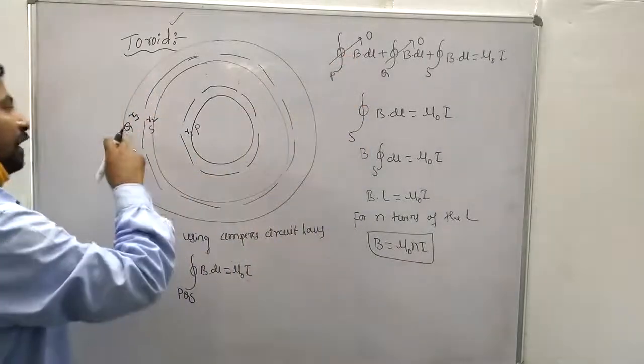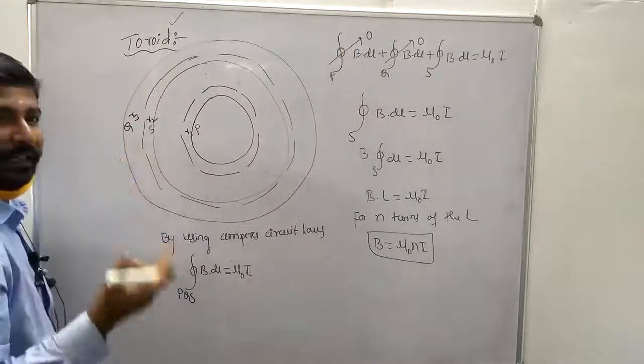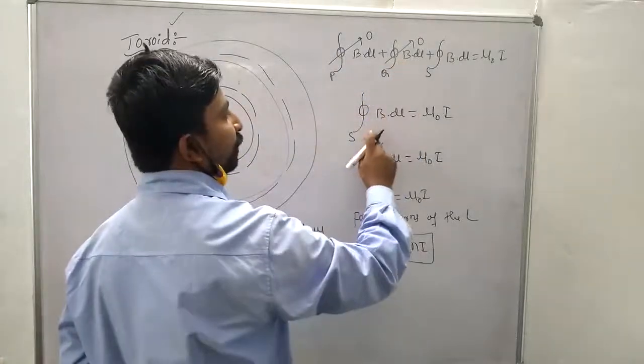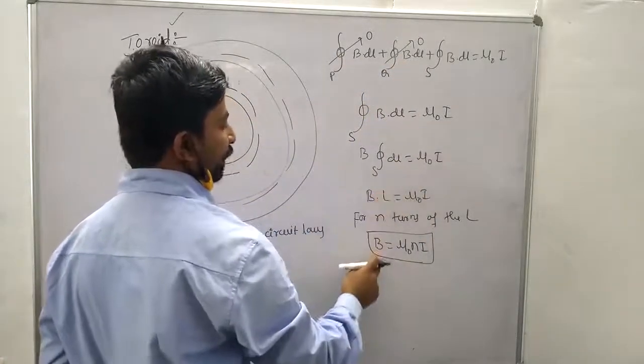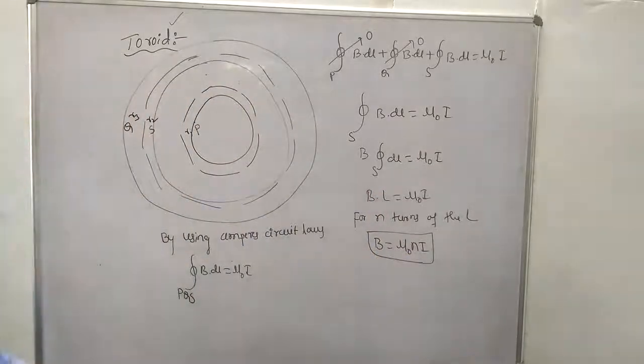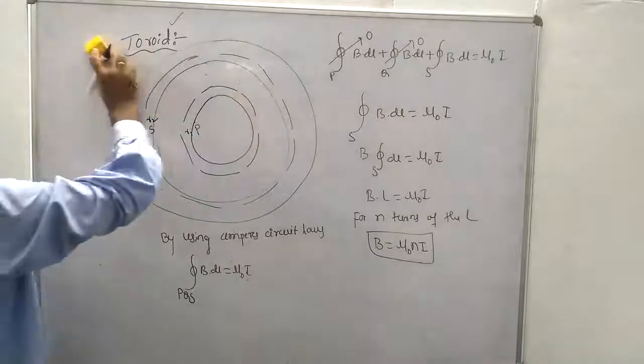0. Similarly for the loop Q, the net current is 0. So this one is also 0. Then only one term remains. Then what final equation do we get? B is equal to mu naught n I. So this is the derivation of an expression for the toroid.